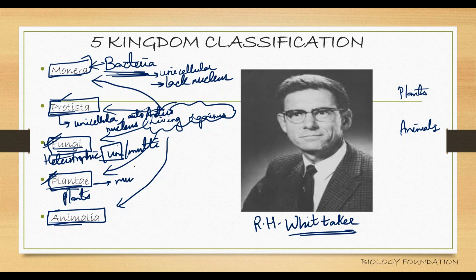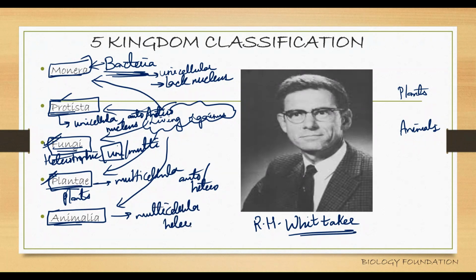The organisms belonging to the kingdom Plantae are all multicellular. They can be either autotrophic or heterotrophic, depending on whether they have the pigment chlorophyll in them or not. Animalia again includes all multicellular organisms, and all of them, without any exception, are heterotrophs.